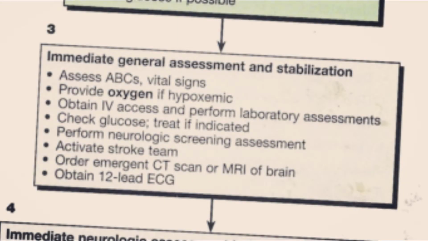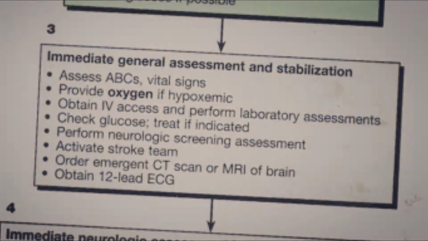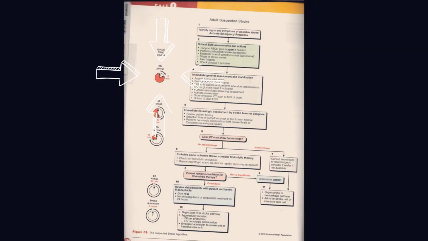This concludes step 3, the immediate general assessment and stabilization of the adult suspected stroke algorithm. That can be found on page 134 of the ACLS Provider Handbook and is now on your screen. You can see here that the recommendation is that this portion should not take longer than 10 minutes. In our case, we have done this in approximately a minute and a half.